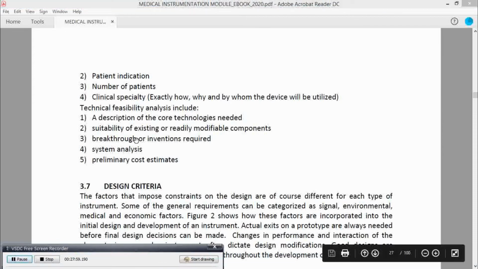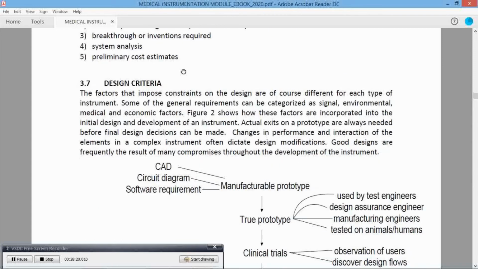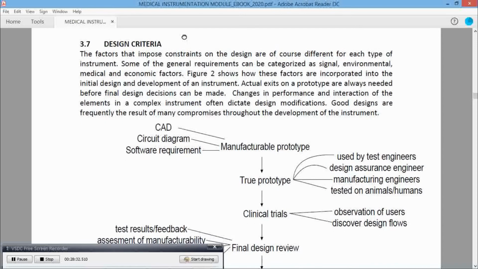Technical feasibility analysis includes a description of the core technologies needed. That means if the user buys the system, then what are the technologies needed? So basically what you need to integrate with the system. Suitability of existing or readily modifiable components, breakthroughs or inventions required, system analysis, and preliminary cost estimate. So when you design, people will also ask you what the cost estimate for the design is. So you should be able to advise your superior on the design and the costing.